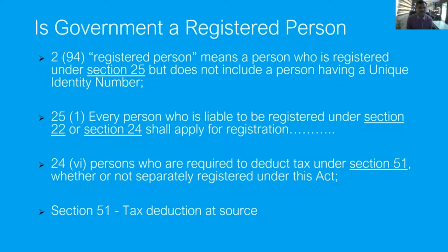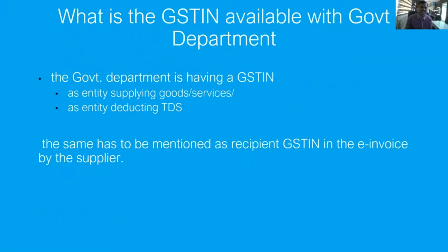And under Section 24, clause 6 talks about the persons who are required to do TDS under Section 51, whether or not they are separately registered under this Act, should also be registered for GST. Which means there might be a regular registration for a government entity, or, as under Section 51 they are liable to do TDS, there will be a TDS registration. So the government department has a GSTN either as an entity supplying goods and services, which means a regular registration like any of us, or as an entity deducting TDS.